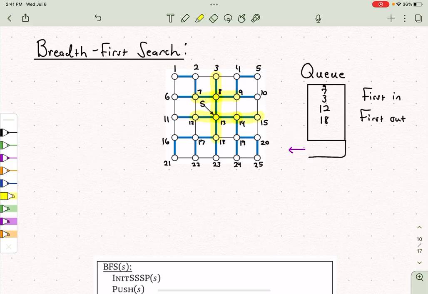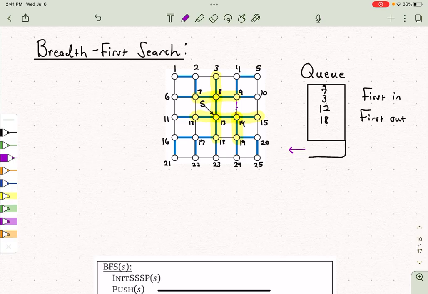So now we go to 14 over here, and we look at all of its neighbors. So we add 15 to the queue and 19 to the queue, but we don't add 9 to the queue because it's already on there. So we've already marked 9, or we've at the very least decided we're adding 9 to the queue. So at this point, we're not going to add it again. And this process continues in waves.